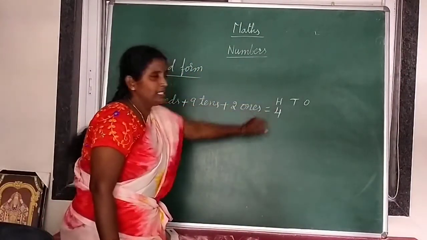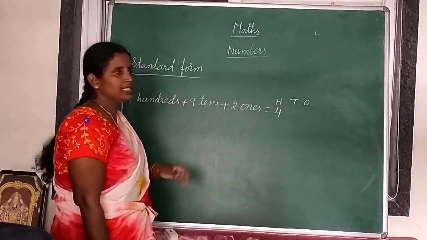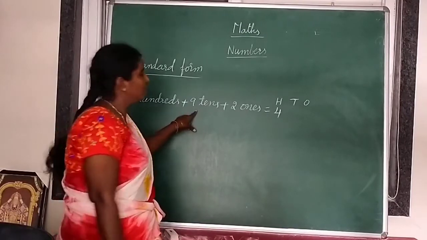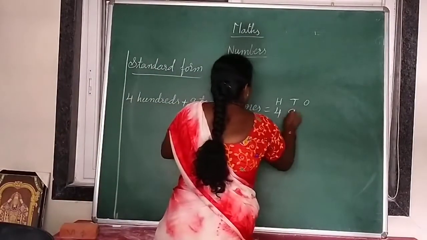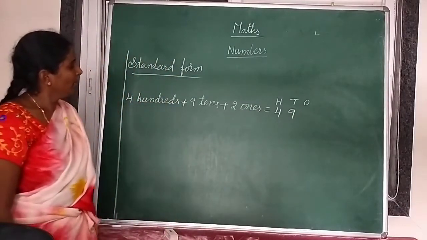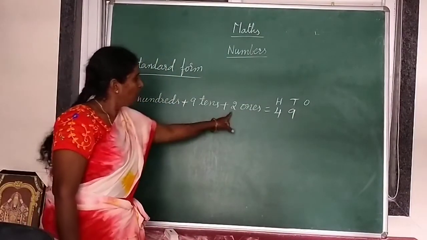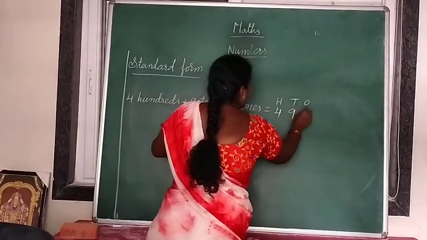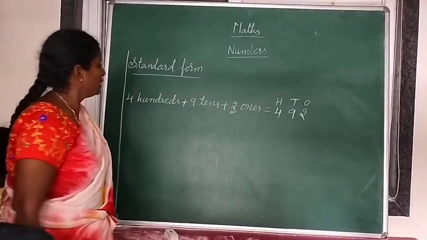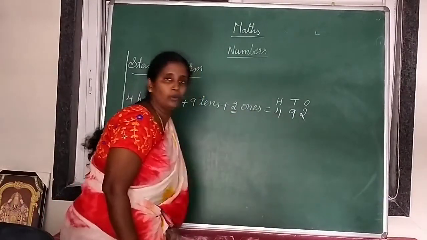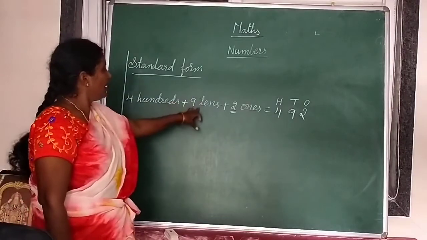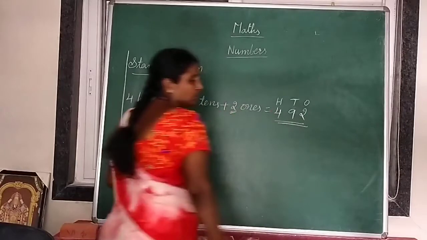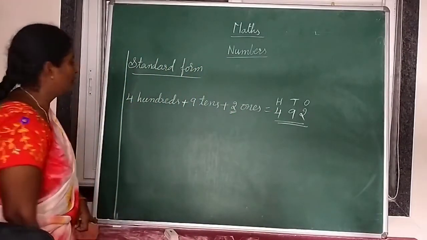Next place value is tens. How many tens are there? 9 tens. So write 9 under tens place. And how many ones are there? 2 ones. So write 2 under ones place. So it is nothing but 492. 4 hundreds, 9 tens and 2 ones is nothing but 492. Understood?